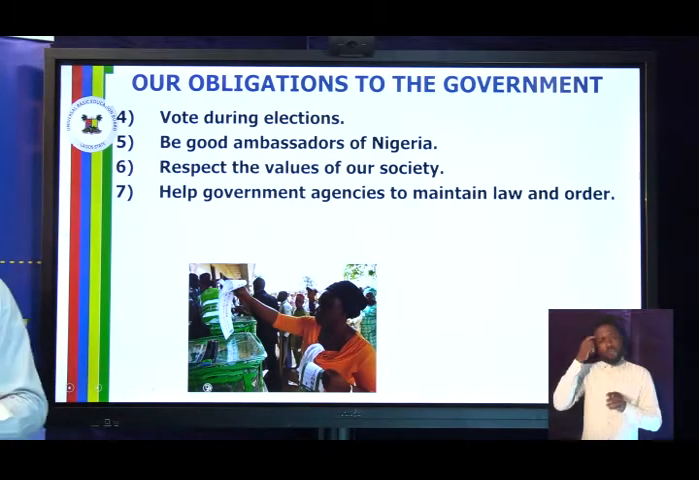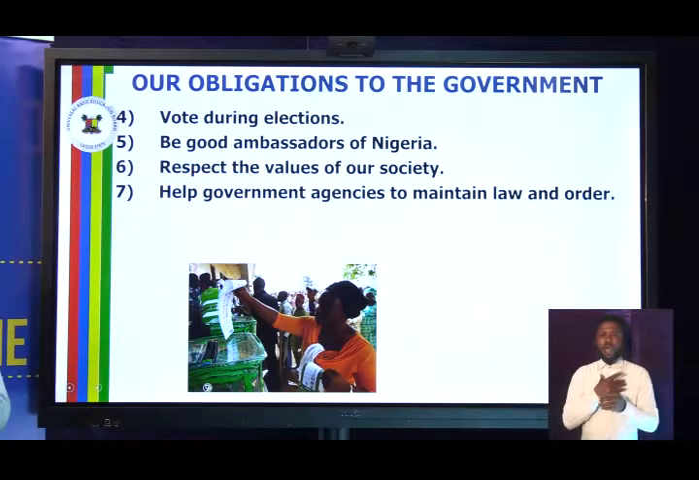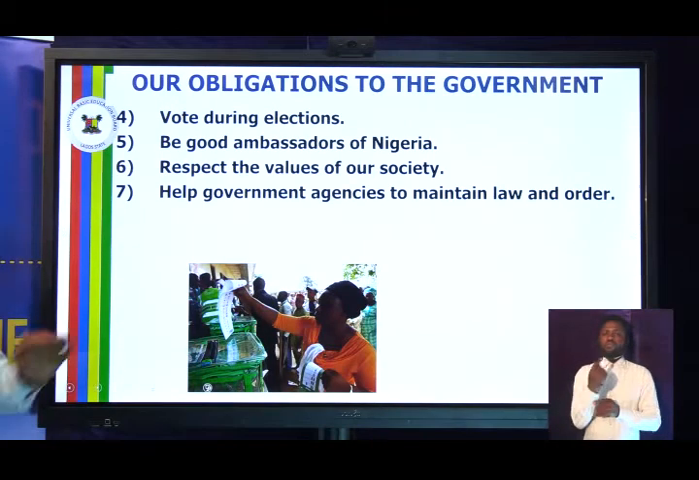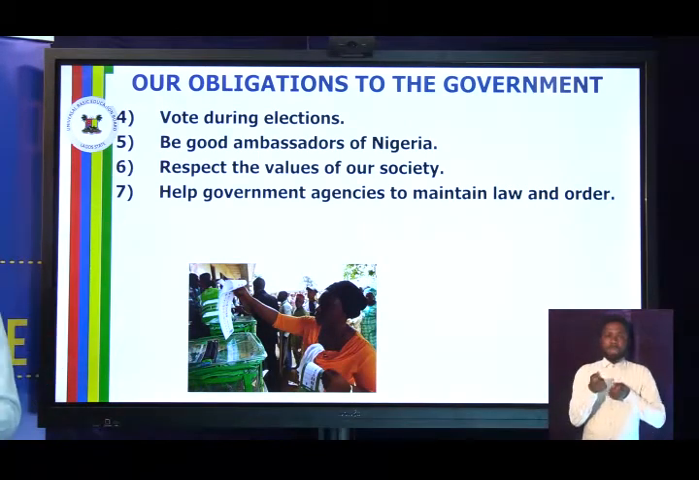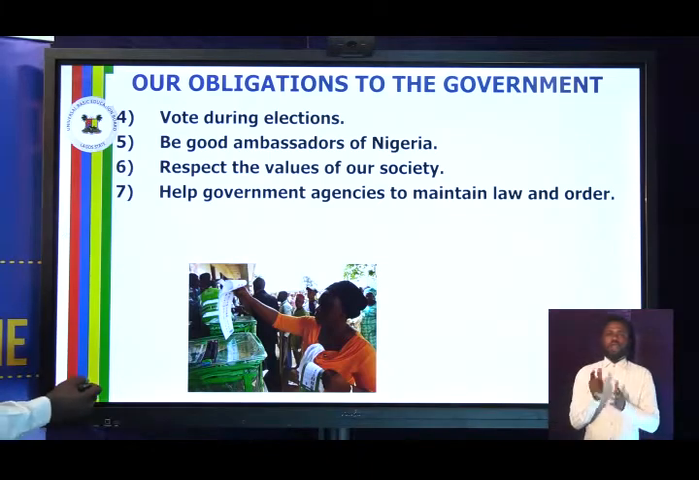Next is help government agencies to maintain law and order. It's not only government agencies that will maintain law and order, but you too can play your own role in helping and in ensuring that the laws are maintained in your area. You don't join other groups to violate the law of the country.